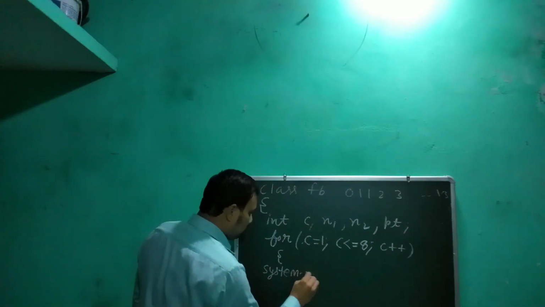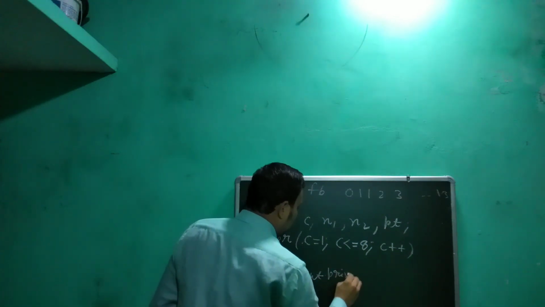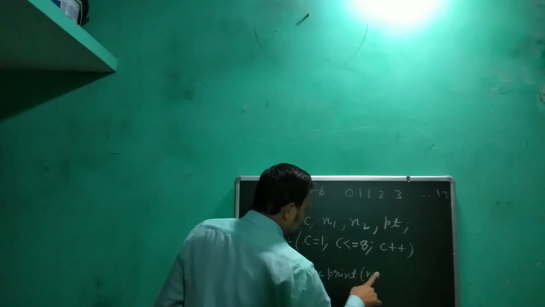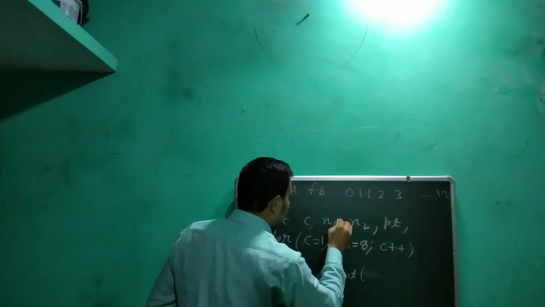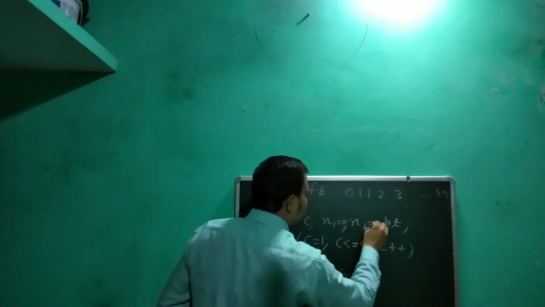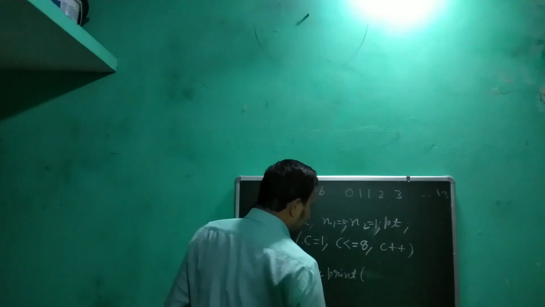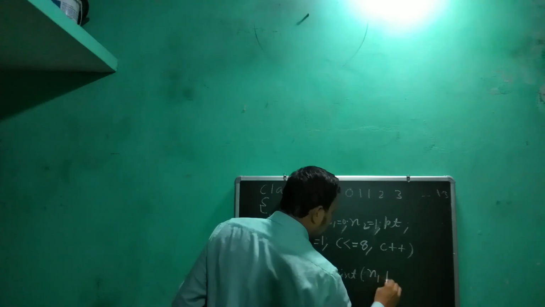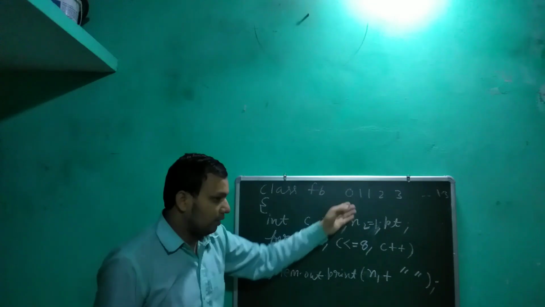System.out.print. What are we going to print here? We haven't given any value to N1 and N2. Let's give a value. N1 will be 0, and N2 will be 1. So now what are we going to print here? We'll print N1, and a space will be given. So first 0 will be printed.